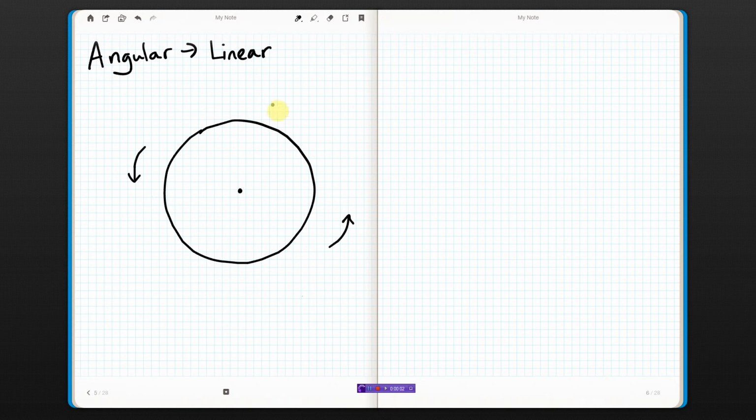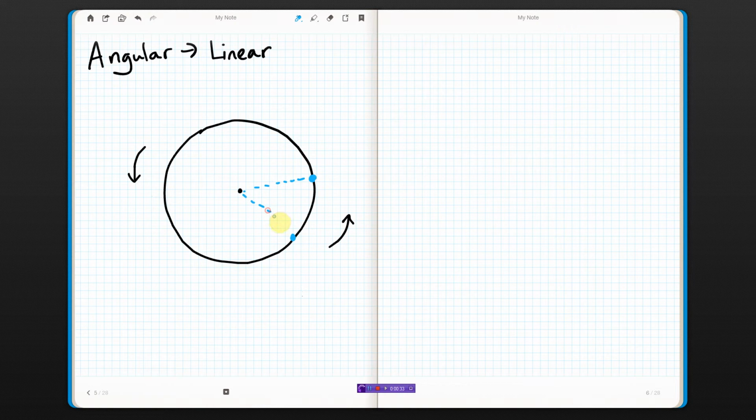Okay, now we're going to talk about how to go back and forth between angular variables and linear variables. So I've got another rigid body, it's just spinning in a positive direction. And let's say some point, you put a light on it or a bug or something, goes from here and it spins around and it goes to here. Okay, well, you just traversed an angle.